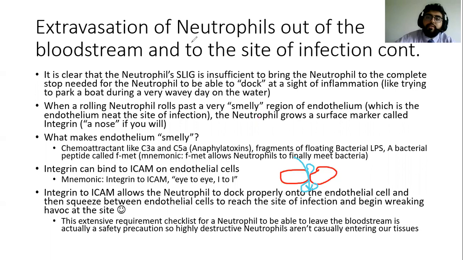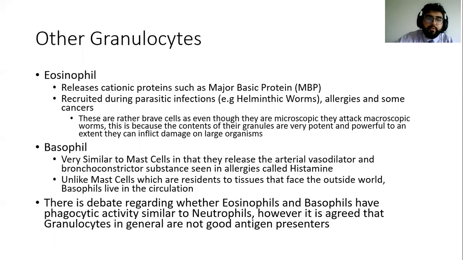And mind you, other cells have similar mechanisms in order to get out of the blood into the tissue. This is a general mechanism. We just use neutrophil as an example. And so again, you have other granulocytes. You have eosinophils. They also have granules, and they also dump out these granules, which can be very vasoactive and whatnot. Eosinophils are typically seen elevated in allergies, and also when you're fighting a parasitic infection like a helminthic worm.